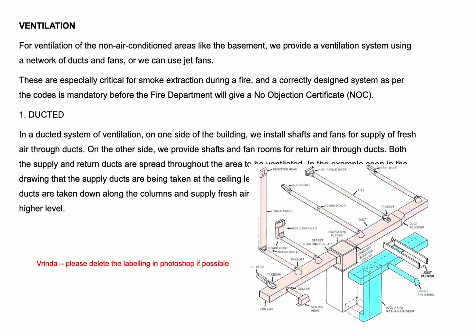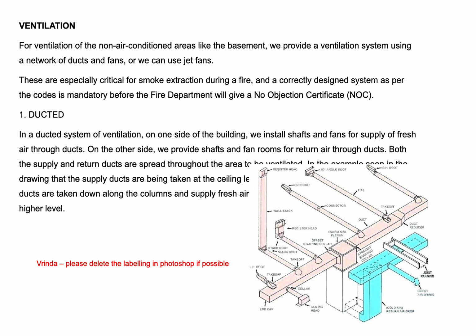So for ventilation of the non-air conditioned areas like the basement, we provide a ventilation system using a network of ducts and fans, or we can use jet fans. These are especially critical for smoke extraction during a fire, and a correct system design is important, as per the codes, and it is mandatory before the fire department will give you a no objection certificate for that building. Ventilation can be done in 2 ways.